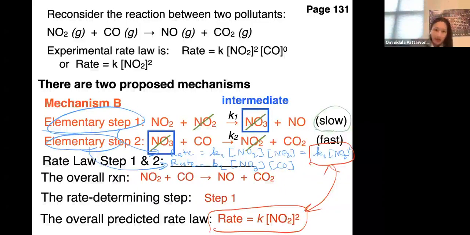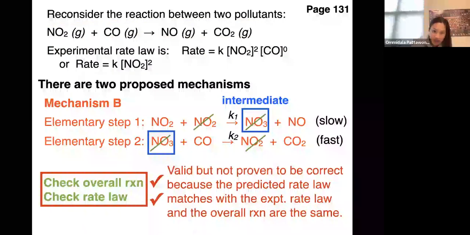Now, the next thing is we need to check whether this mechanism is valid or invalid. The first thing is to check the overall reaction. The overall reaction proposed here comes out identical to the actual overall reaction of the experiment, so those are the same. And the overall predicted rate law from mechanism B is also the same as the experimental rate law. So that means mechanism B is valid, because the predicted rate law and the overall reaction both match the experimental data.